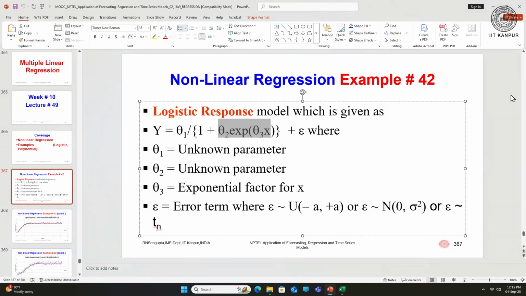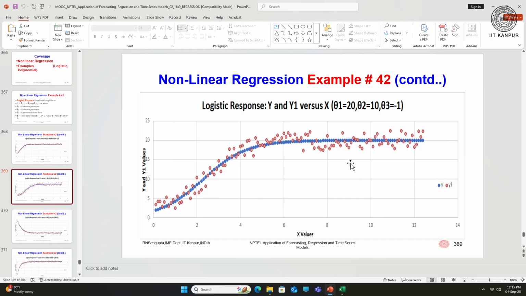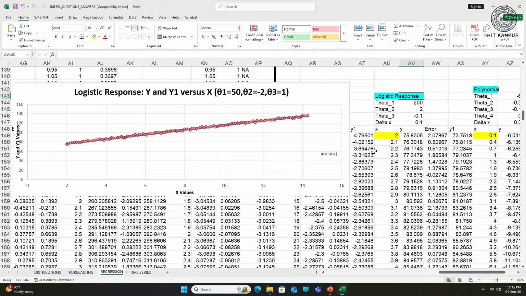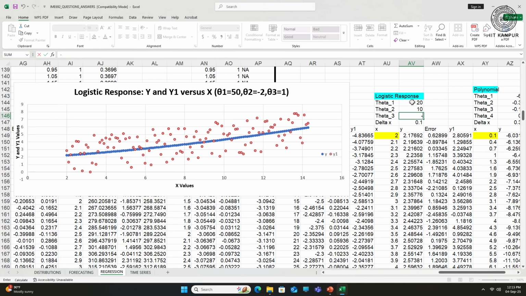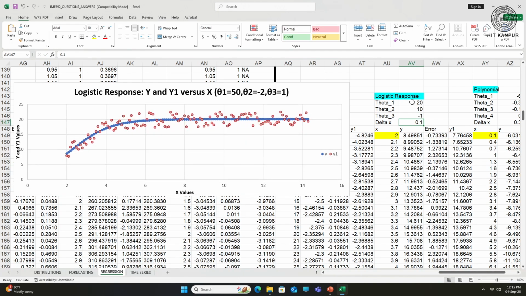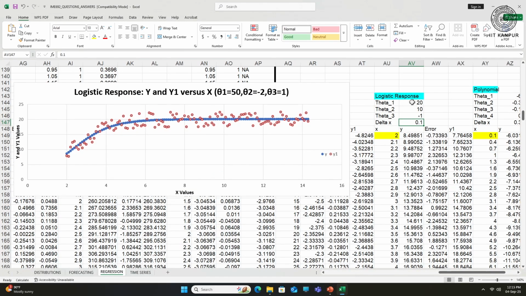Okay. Now, coming back to the case when we have the logistic response for 20, 10, minus 1. So, 20, 10, minus 1. If we see the curve, the errors have to be decreased a little bit to get the same replica of the data set as we see in the PPT slide. So, let me decrease the error.